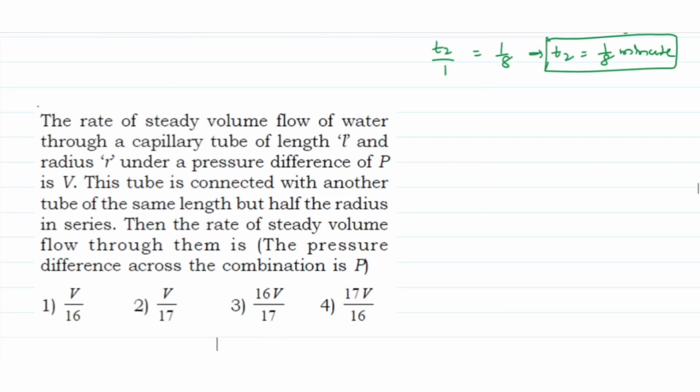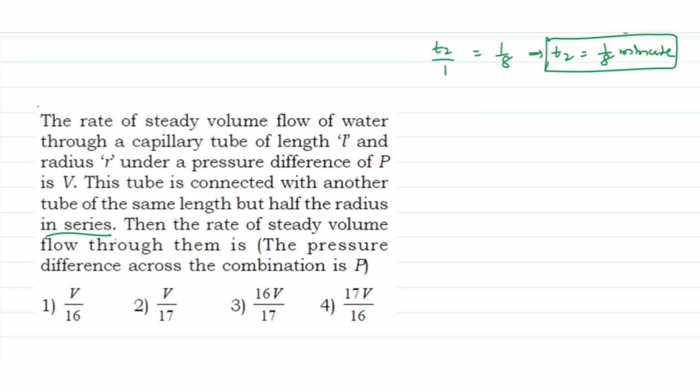Look at the next question here. The rate of steady volume flow of water through a capillary tube is given as V under a pressure difference of P. The tube is connected with another tube of the same length but half of the radius in series. Then they are asking for the rate of steady volume flow through them.